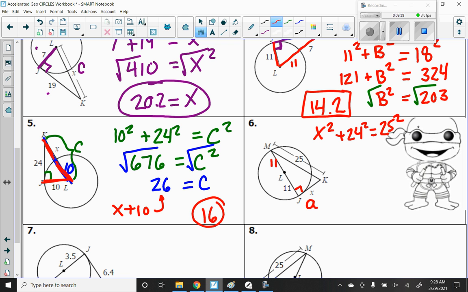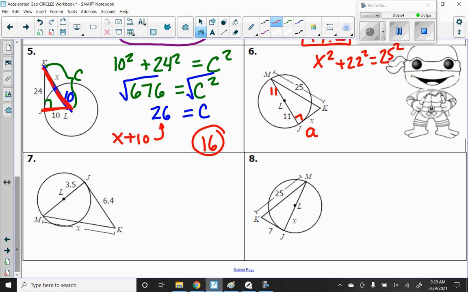Okay, so that's how you'd find that one. That's not 24 squared. Sorry. That is 22 squared. I went too fast. 11 plus 11 is 22, not 24. I was looking at this problem over here, number 5, because I thought it looked similar. Okay, same thing here. Same thing with your side.